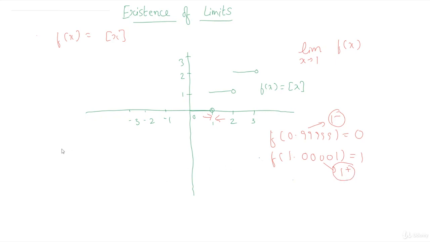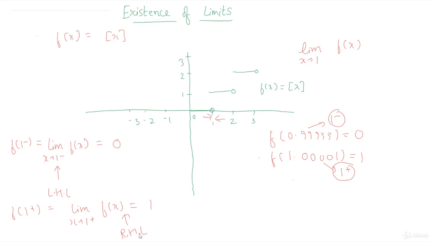Now we will write it as the limit as x approaches 1 minus. As we are approaching from the left side, this is nothing but the left hand limit. This will be equal to 0. We can write this as f of 1 negative, which will be equal to 0. Similarly, we write f of 1 positive, that is the limit as x approaches 1 positive of f of x. That will be 1. This is the RHL, the right hand limit, and this is the left hand limit.